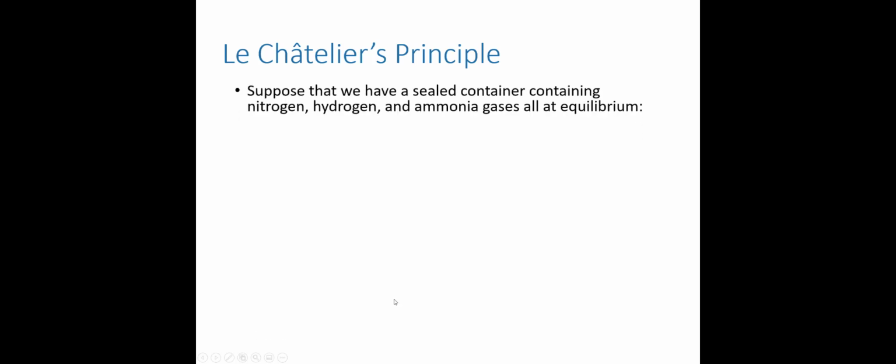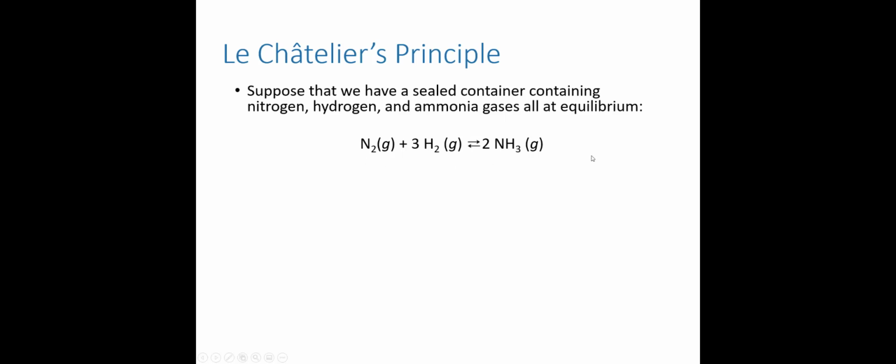So let's look at a practical example. Let's say here that I have nitrogen, hydrogen, and ammonia gases, and they are all at equilibrium. And you will notice here that I'm using a different kind of reaction arrow. This kind of arrow calls out that this is a reversible reaction, meaning it can go from left to right and from right to left, and indicates that we can have an equilibrium here. So, let's say we're at equilibrium.